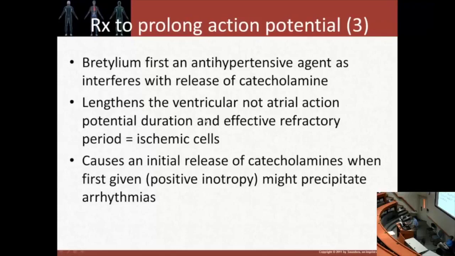And it has an effect on those ischemic cells. And so depending on the length of the infarct or the amount of the infarct, you can see that there could be dramatic changes in how a patient will respond to that. What's interesting about this drug is that when you give it, it first causes a surge of catecholamines when it's first given. So the first dose is a positive inotrope. And so when it's used by itself, it can precipitate arrhythmias.